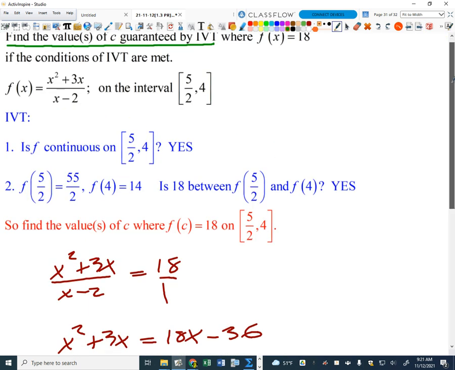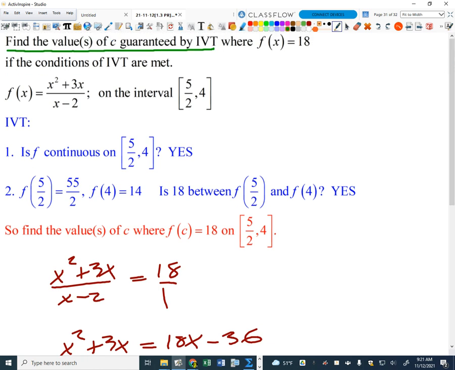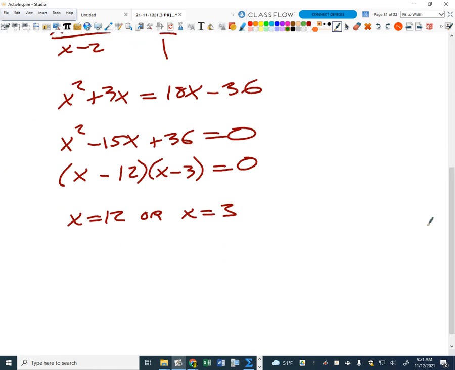So IVT actually only guarantees, we're only looking between 2.5 and 4. So the only one we can keep is, now is that a solution? Sure it is, but in the context of this problem, it's not what we're asking for, right? We're asking for the values guaranteed by IVT, and so that's the only winner. Okay, make sense? Okay.